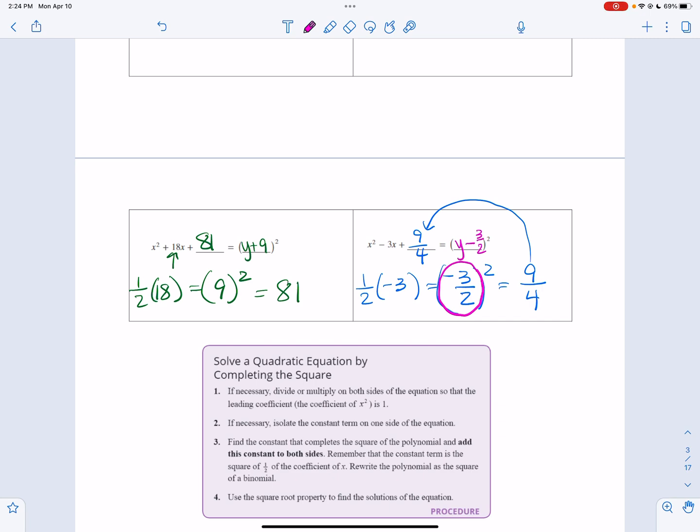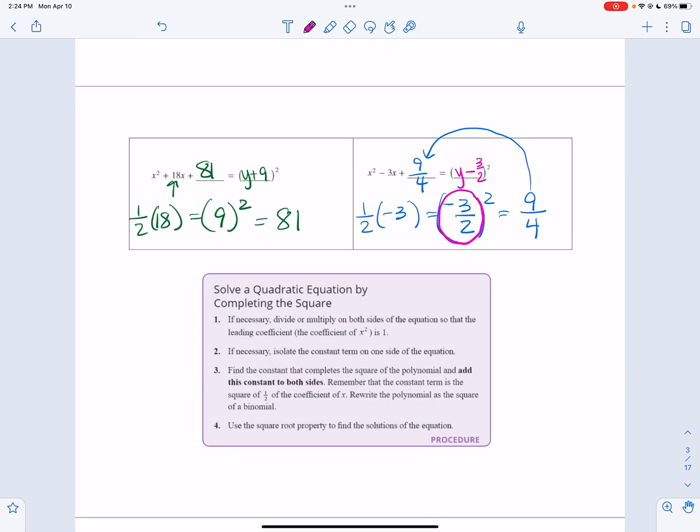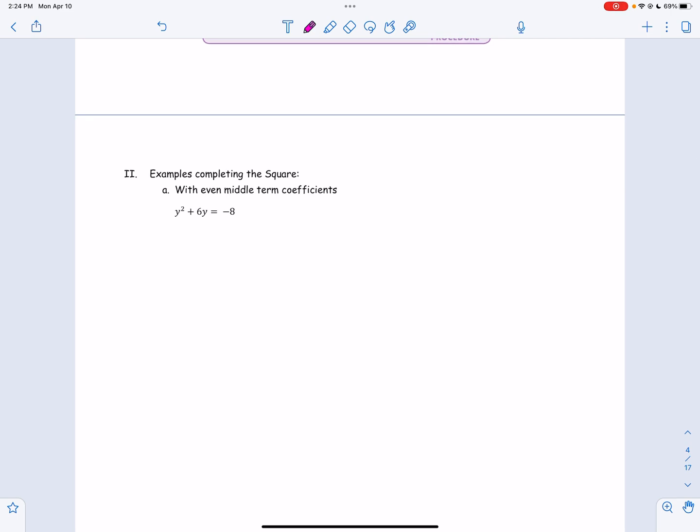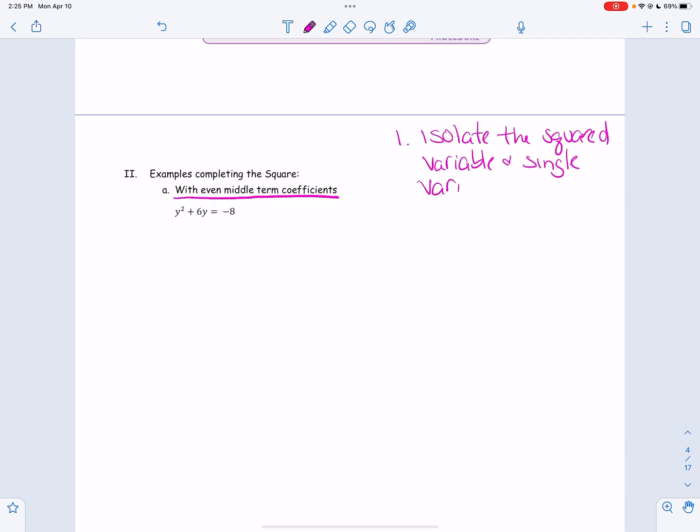So this is how we're going to use this to solve for completing the square. Here are the rules you can read through. But basically what we're going to do, I'm going to separate this into two parts. We're going to do the ones with even middle term coefficients first. So step 1 is to isolate the squared variable and the single variable on one side. In this case, it's already done for us. We want the constant on the other side of the equal sign. So -8 is already on the other side of the equal sign.